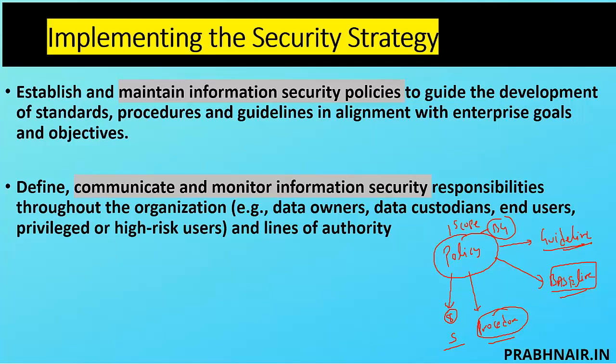Now, who does what? It is also very important, because once you create a policy, you also need to define the responsibility matrix. That is why the next part is defining responsibility: data owner, data custodian, and user. The data owner is ultimately accountable for his data. He is in a position who can determine the value of the data. And the data custodian is the one who manages the data on behalf of the data owner.